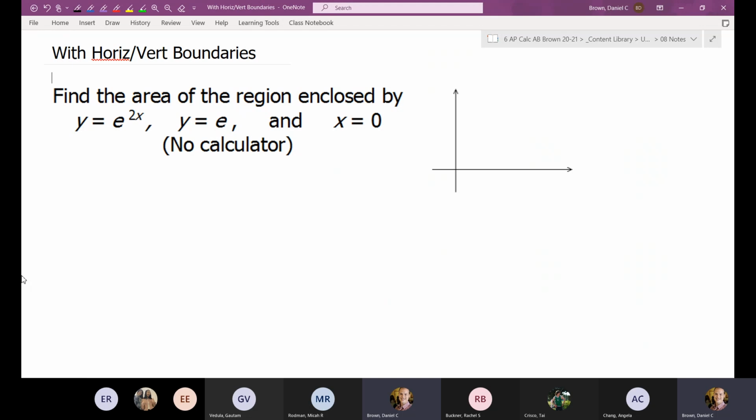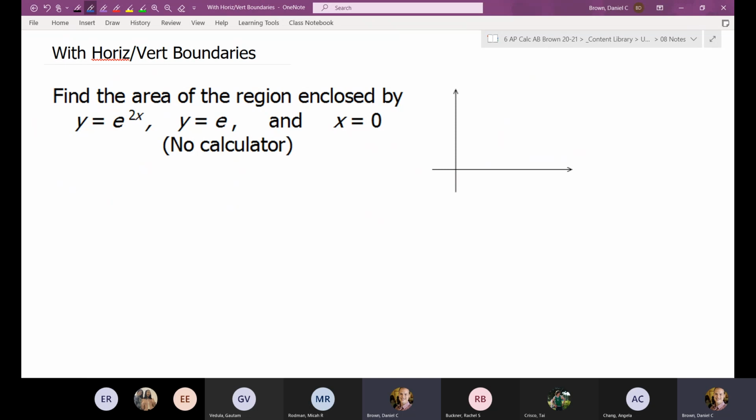So I have: find the area of the region enclosed by y equals e to the 2x, y equals e, and x is equal to 0. This is a very visual topic. You need to see what the top function is and what the bottom one is, but you don't have to draw a perfect graph. This would be a no calculator question. Let's go ahead and try to figure out the region.